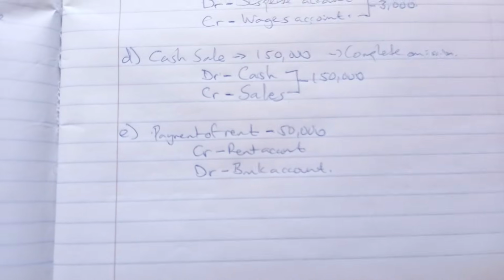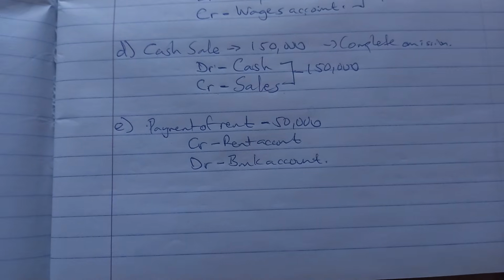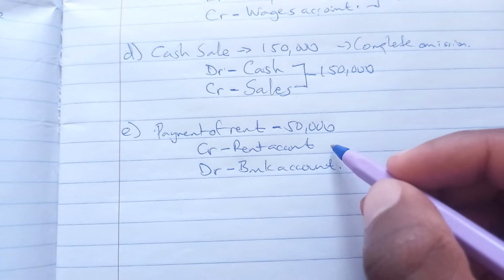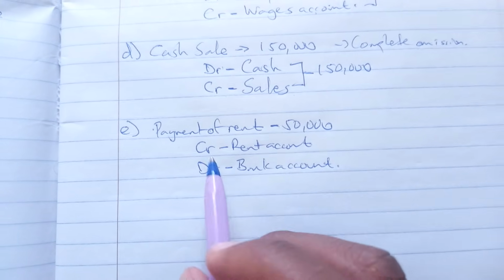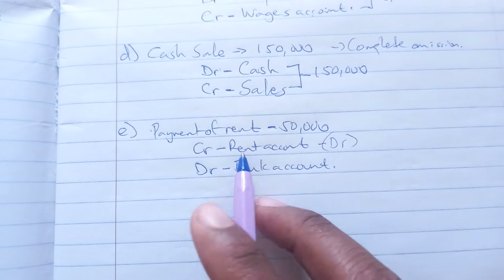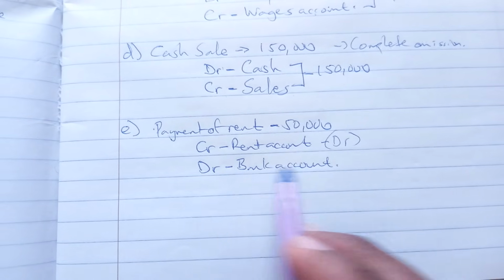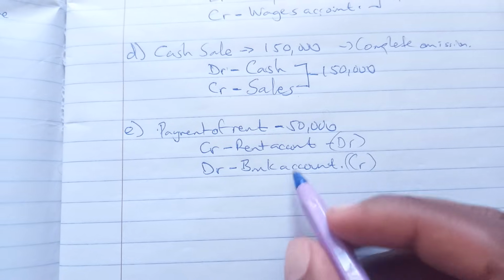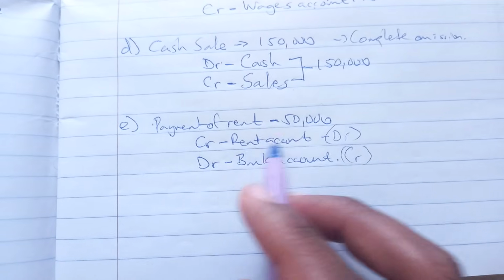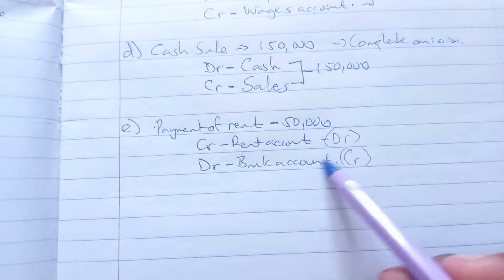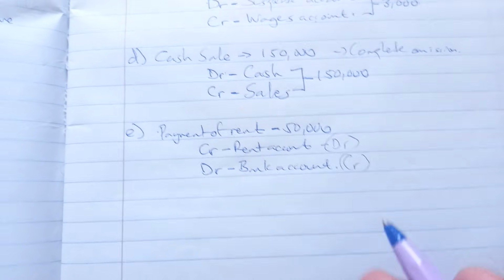So whatever has been done here is that instead of them debiting the rent account, they have debited the bank account. And instead of them crediting the bank account, they credited rent account. So what we are doing is that we just want to alternate.